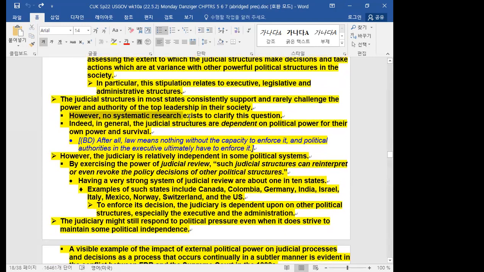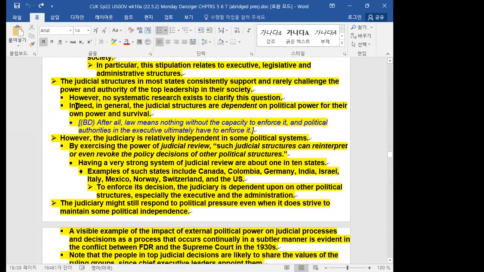However, no systematic research exists to clarify this question, which is interesting. Indeed, in general, the judicial structures are dependent on political power for their own power and survival. But keep in mind that these courts can rule that the behavior of the executive branch, of the administrative bureaucracy, of the Congress is unconstitutional or illegal. But they still require elements of the government, other branches of government, to implement the court's ruling. I mean, the judge himself or herself is not going to enforce it.